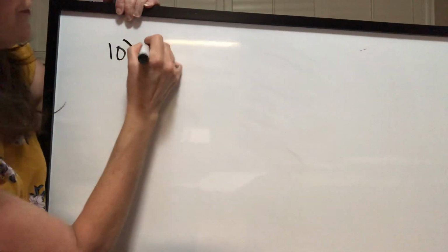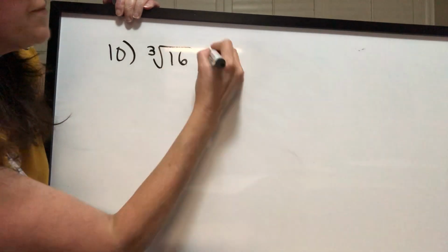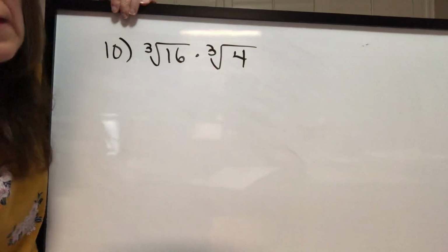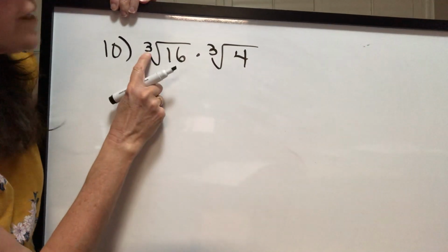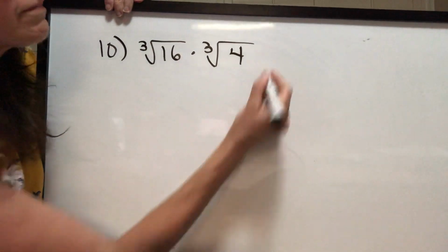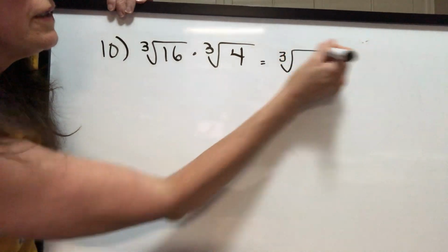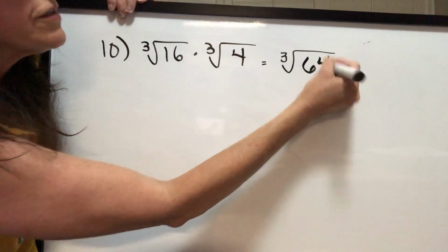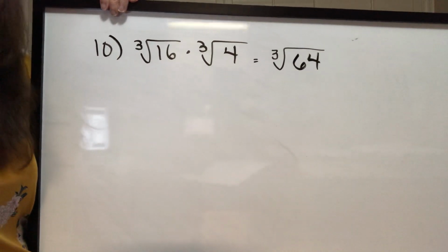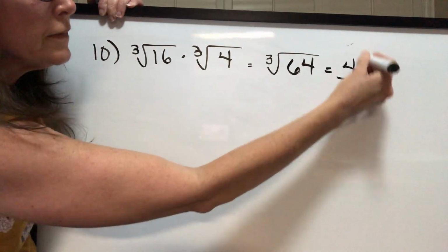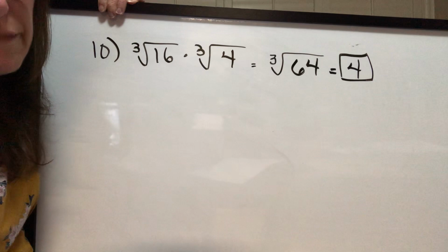All right, so number 10. We've got a cube root of 16 times a cube root of 4. For multiplication, the rule is, as long as these numbers are the same, like both of these are cube roots, you are allowed to multiply the numbers inside. So you would still have a cube root, but you would say, what is 16 times 4? You can use your calculator if you don't know, but it should be 64. And if you put the cube root of 64 in your calculator, you would get the answer 4. So that would be simplified. It says simplify if possible.